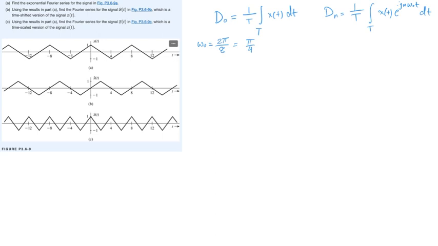So let's do D0, okay? 1 over 8, that's the overall period. And then integration from -4 to 4, but we have 2 parts for that integral. Now we are more experienced, so we don't need to write everything and then break it down. Let's just break it down immediately. So from -4 up to 0, and then another integral from 0 up to 4. For the first integral, what's the equation of the line going through?